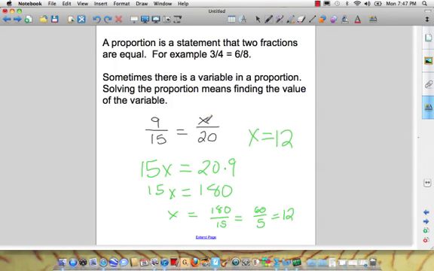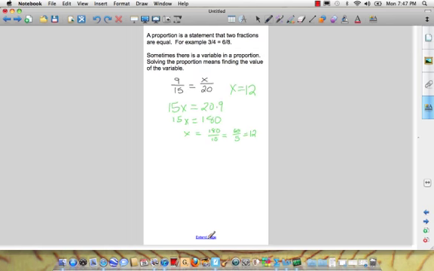And it's easy enough to check. You just do 9 times 20, you know, is 180. Try 15 times 12, you'll get the same thing, 180. Okay? So this technique always works. Doesn't matter where the variable is, you can solve a proportion this way.